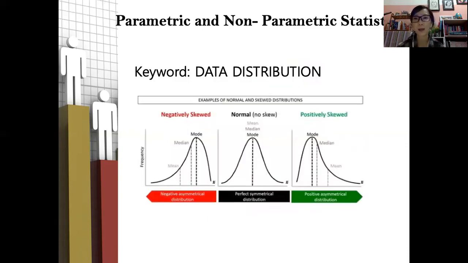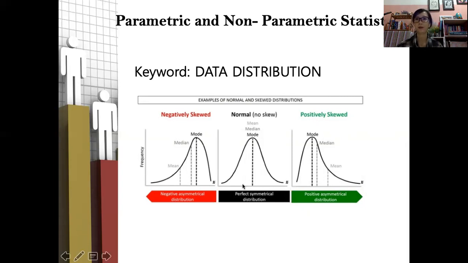Okay, parametric and non-parametric statistics. These two types are related to what we call data distribution. Wow, this looks very mathematical, right? With the curve. It seems quite difficult, but after you learn some concepts further, you will understand what each of these curves refers to.